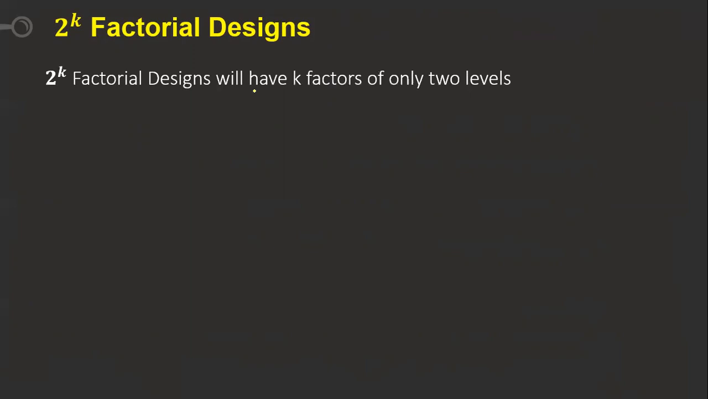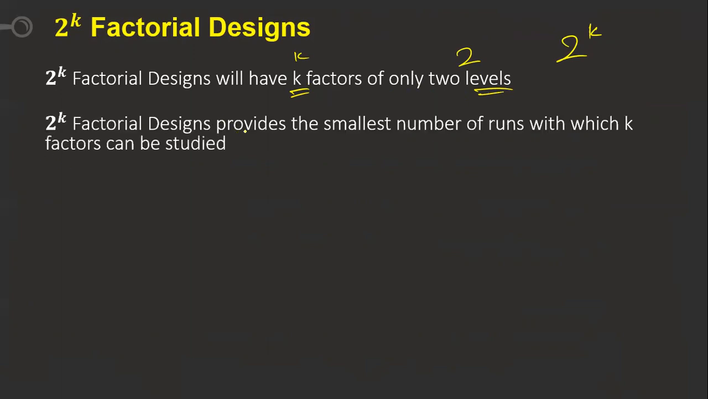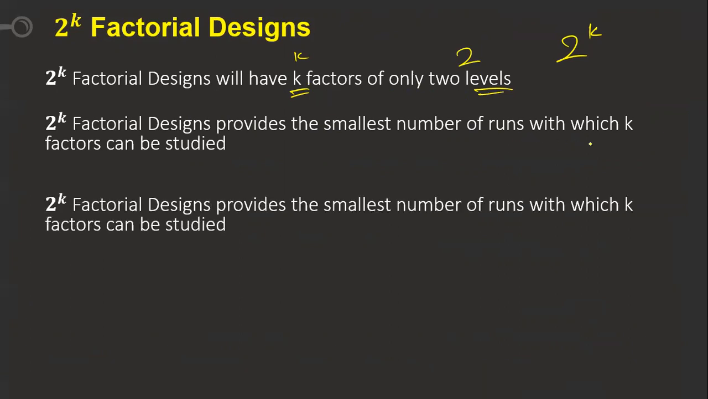So what is called a 2^k factorial design here? 2^k factorial designs will have k factors of only 2 levels. There are 2 levels and k factors, so we call it a 2^k factorial design. 2^k factorial designs provide the smallest number of runs, so it is easy for us to go for it. They provide the smallest number of runs with which k factors can be studied.